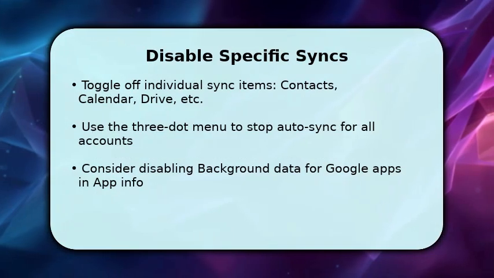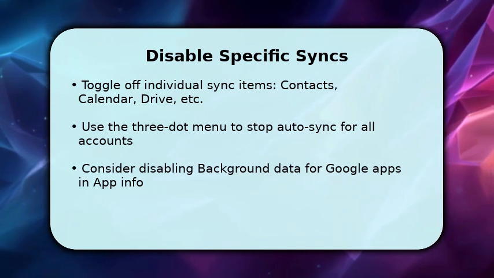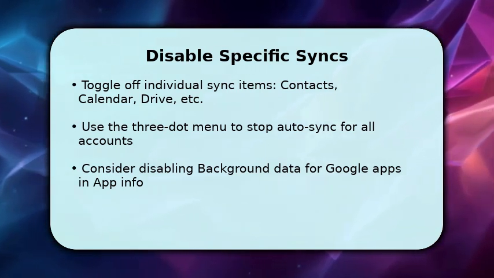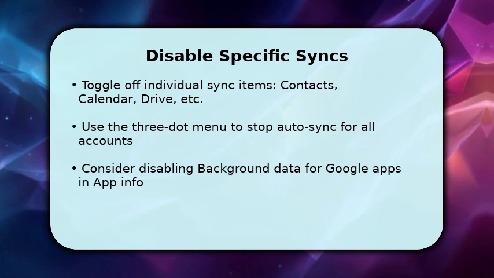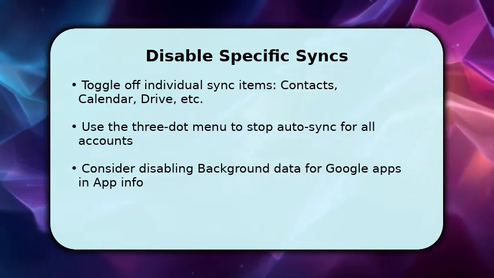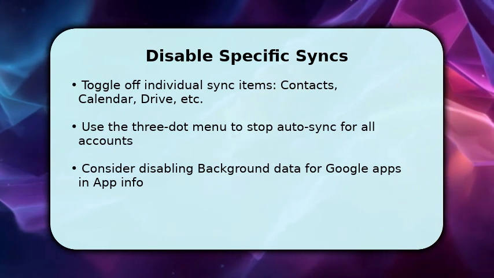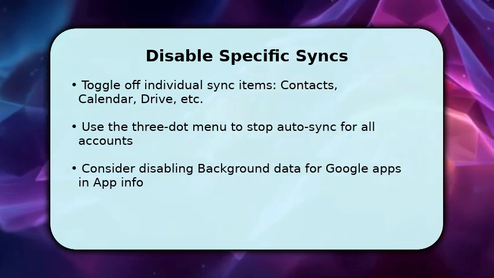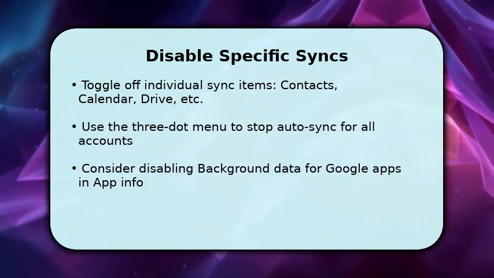Now you'll turn sync off where you don't need it. Flip each service like Contacts, Calendar, Drive, and Gmail to off. Once you've adjusted items individually, open the Account menu, 3 dots, and if desired, disable Sync Now or turn off Auto Sync Data to pause everything at once.